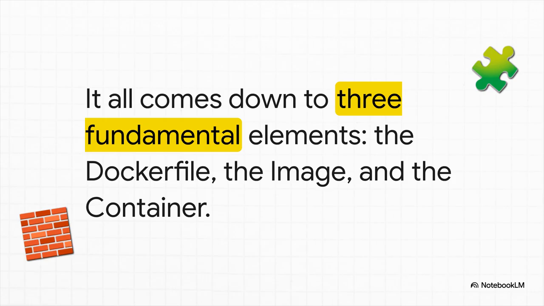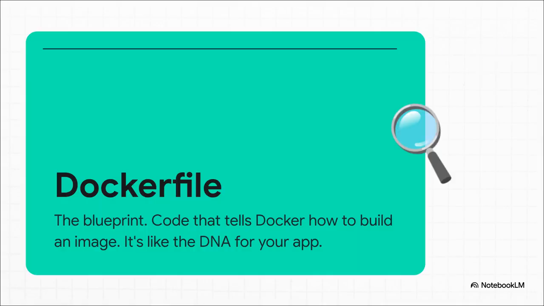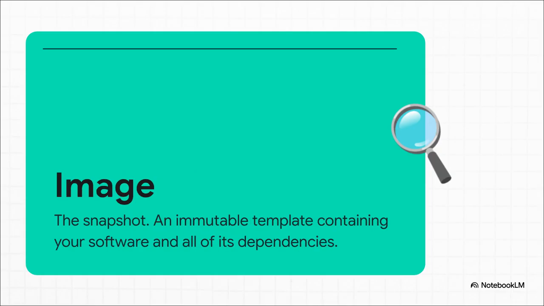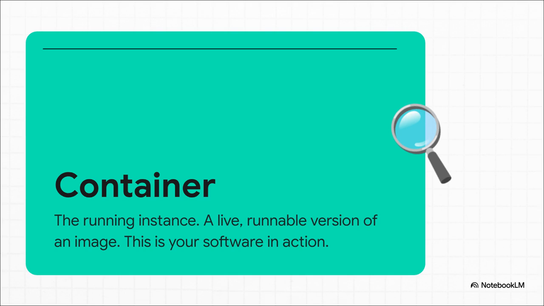It all comes down to three basic building blocks. First up is the Dockerfile. Think of it like a recipe with instructions for building your environment. That recipe is used to build an image, which is a perfect read-only snapshot of your app. And finally, that image is used to launch a container, which is your actual app up and running.